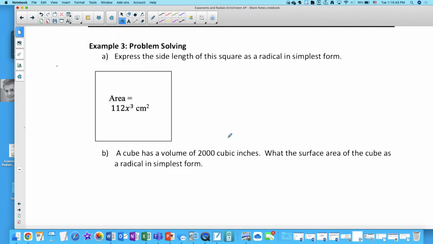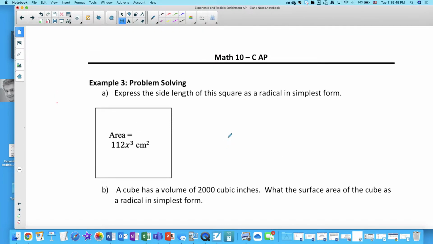Totally. So when you're looking at a square with side length x, that will have an area of x squared. Okay, so if you know the area and you want the side length, you need to take the square root. If you know the side length and you want the area, you square it. Okay?